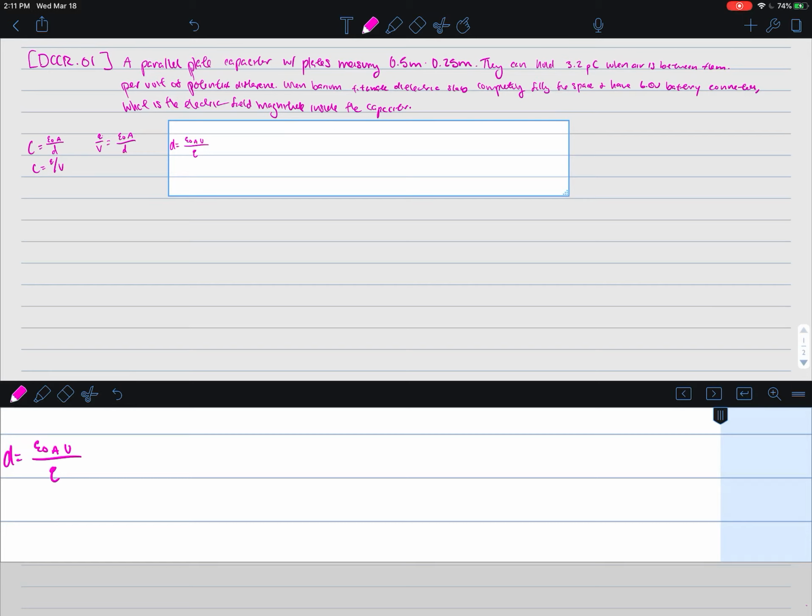And now let's set up some of our values here, sorry. So first of all, A is going to be the area. So let's calculate that. Our values are already in meters, so we don't have to convert. So it'd be 0.5 meters times 0.25 meters. This will give us the area of each of our plates, which is 0.125 meters squared. So that is A.